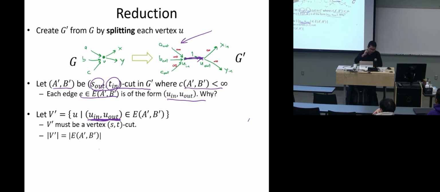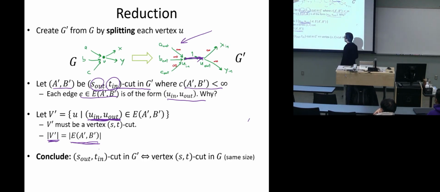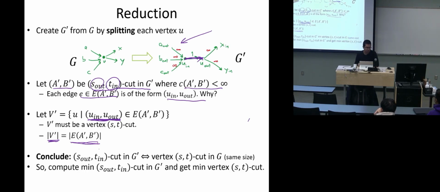And this set V prime is of the same size as the edge cut. This is a vertex cut that has the same size as the edge cut in G prime. So to conclude, the S out T in cut in G prime corresponds to a vertex S-T cut in G, and they have the same size. They have a direct correspondence between each other. So given this correspondence, all you need to do is compute the S out T in min cut in G prime. It will give you the min vertex cut in G.